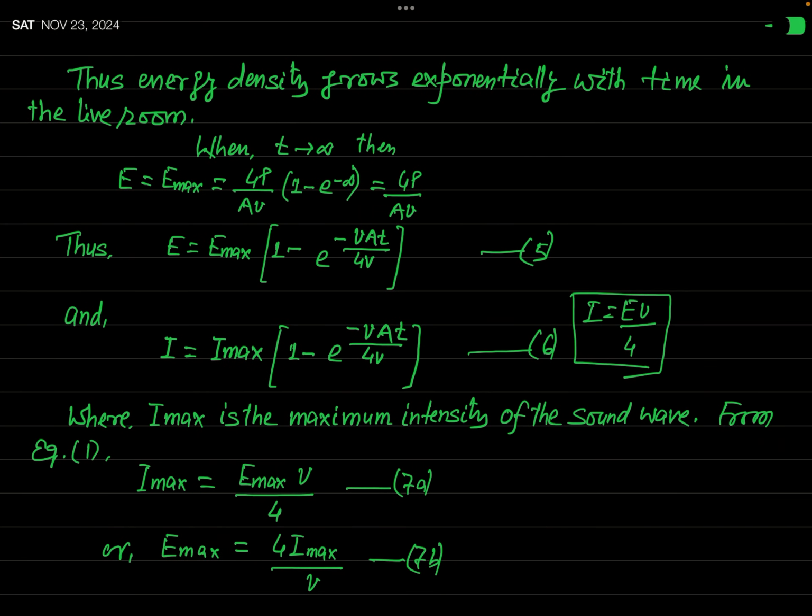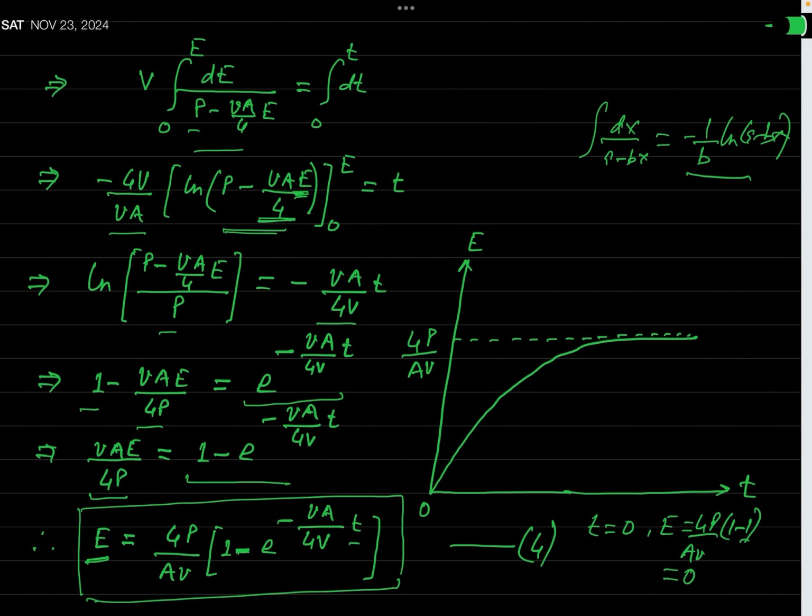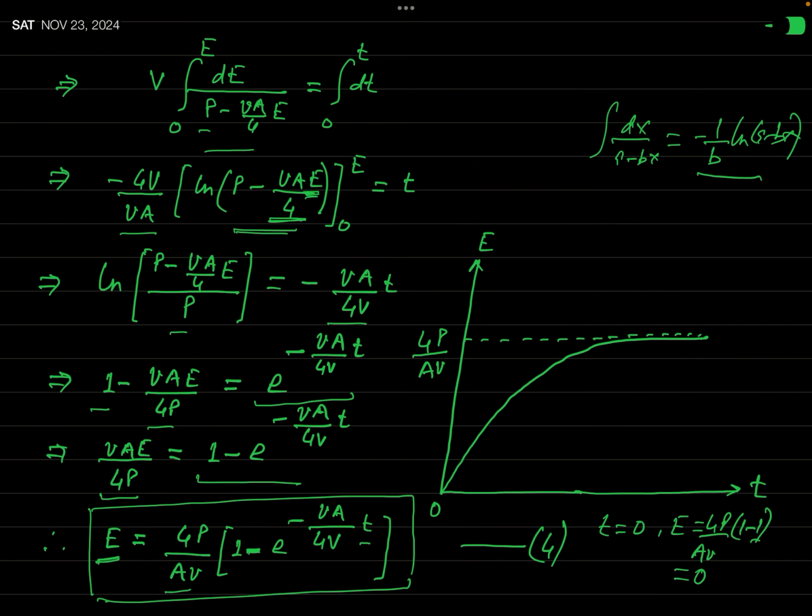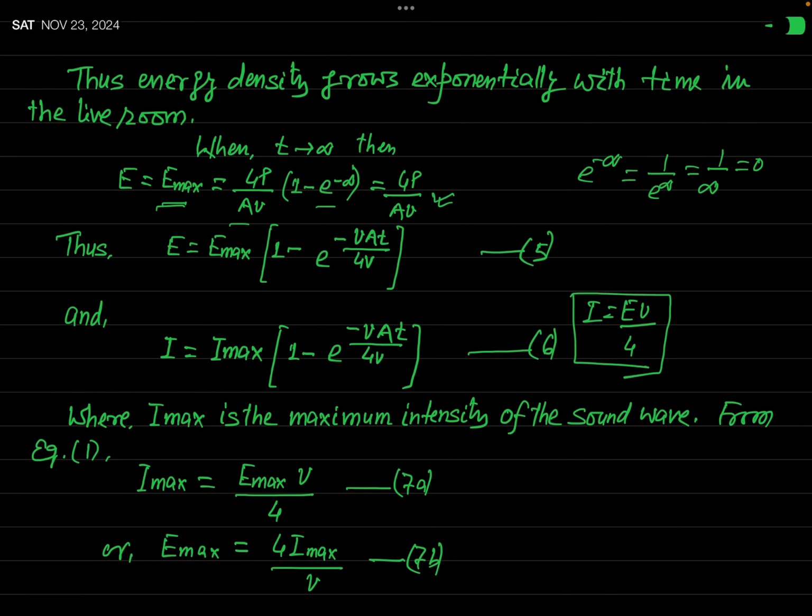You can see, when T tends to infinity, E will be maximum, and this will be 4P over AB times 1 minus e to the power minus infinity. But you know, e to the power minus infinity is 0. e to the power minus infinity is 1 over e to the power infinity, and e to the power infinity is infinity, and when you divide 1, a finite number, by infinity, the result will be 0. So the maximum energy density in the room is 4P over AB. Now, in this expression, instead of 4P over AB, you can write E max.